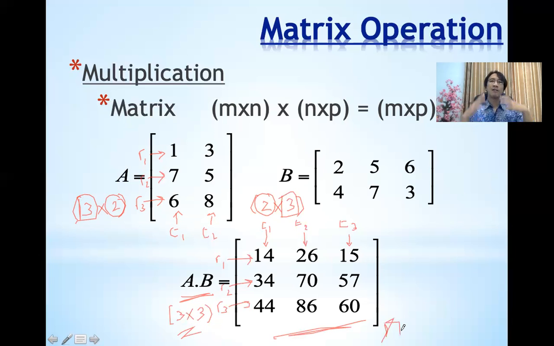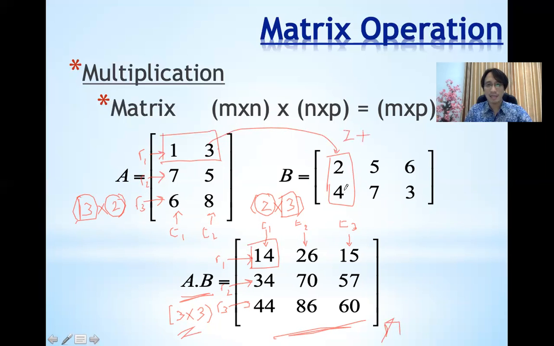This is how we imagine the result first and then see the details. The detail for this one, 14, is how we solve it. 1 and 3 times this part. It will be first row, first column. So 1 times 2, 2, plus 3 times 4, 12. The result is 14.